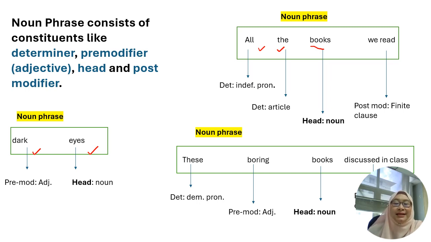Then the next one, we have these boring books discussed in class. If you look only at this noun phrase, these boring books is pre-modified by a determiner pronoun and an adjective, with books as the head noun, and discussed in class is the same as a finite clause. We're going to go into what finite clauses and non-finite clauses mean in our upcoming lessons.